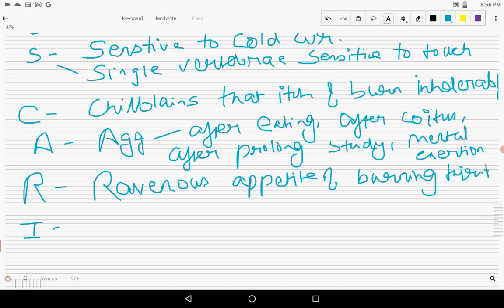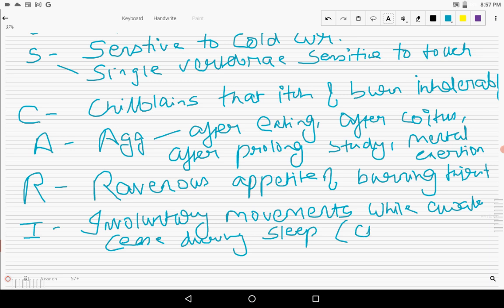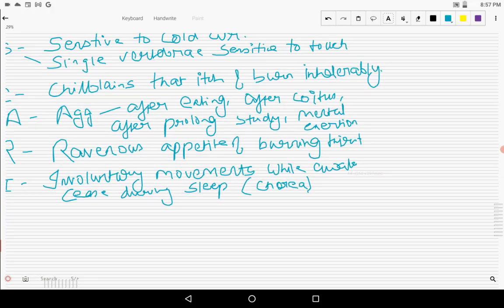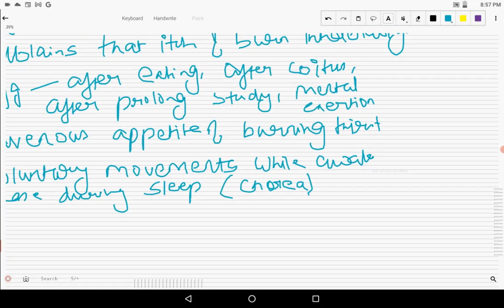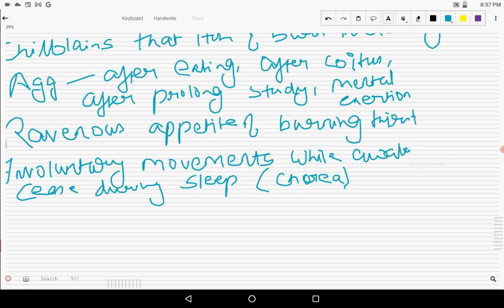Next is I. I stands for involuntary movements. Okay. Involuntary movements while awake, ceases during sleep. So this particular symptom is a feature of chorea. So chorea is a movement disorder, okay, in which we see involuntary movements, and those movements often cease during sleep. So involuntary movements while awake, ceases during sleep.